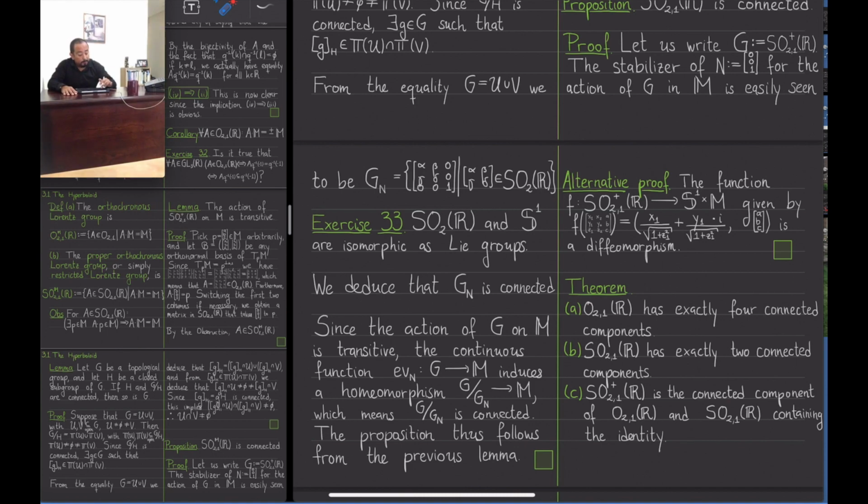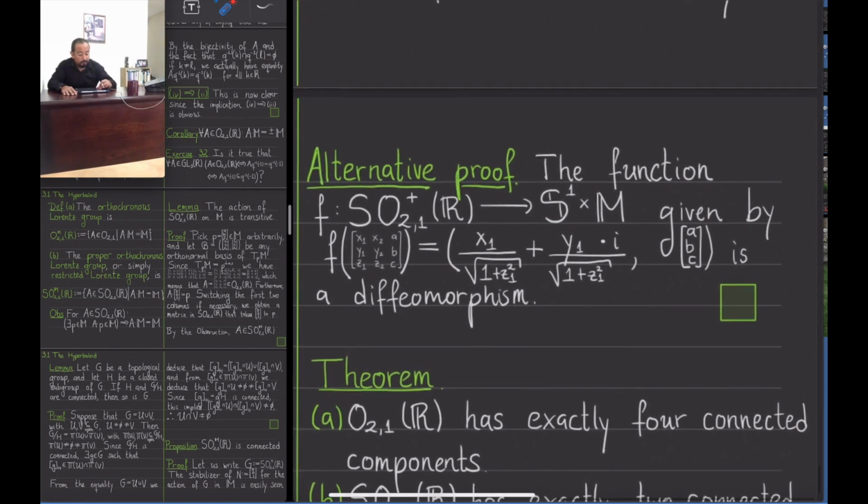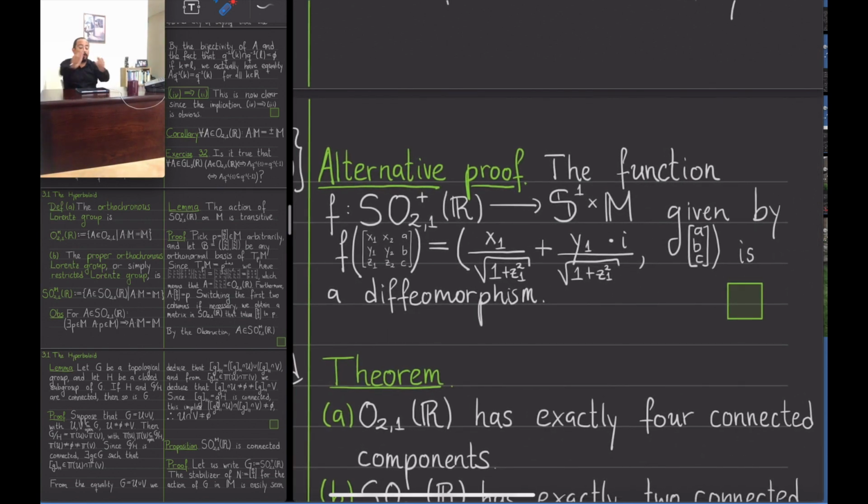Okay, an alternative proof is to actually give a homeomorphism with a connected set. And actually, I'm going to give a homeomorphism with a solid torus. What I'm going to do is give a homeomorphism between the restricted Lorentz group and the solid torus. Because M is homeomorphic to R2, and R2 is homeomorphic to the open disk. So this is actually a solid torus.